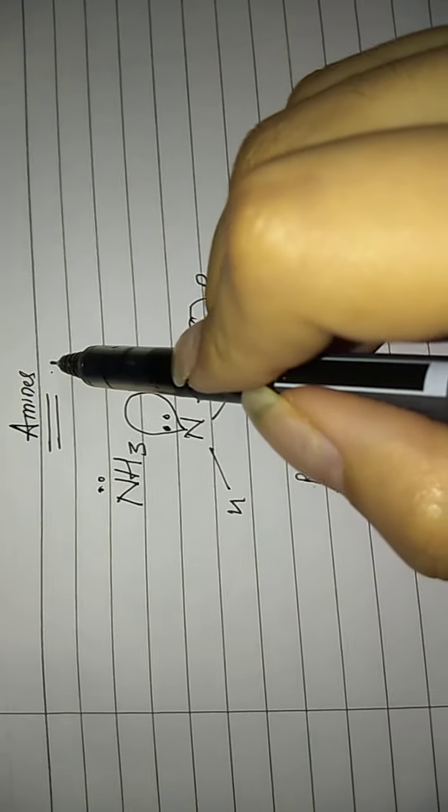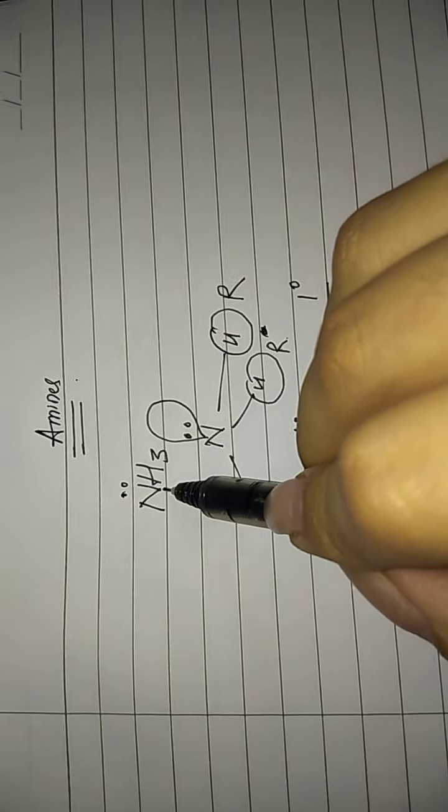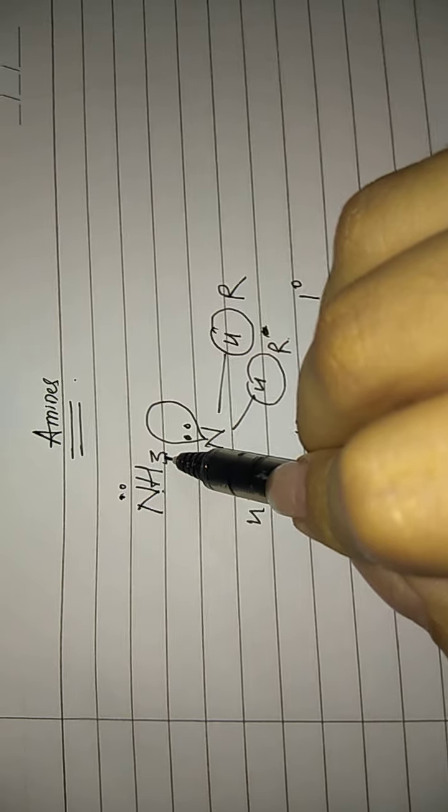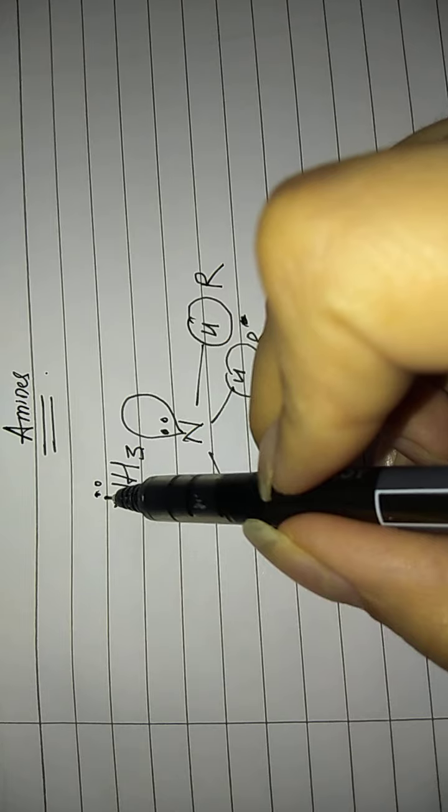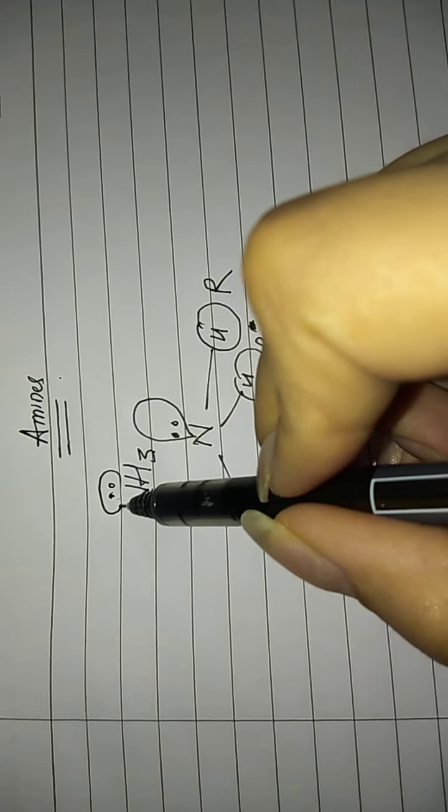Starting with the topic amines. Amines are nothing but derivatives of ammonia, NH3. So far in organic chemistry, we have discussed the acidity of organic compounds. In amines, we are going to discuss the basicity. Why we are going to discuss the basicity in chapter amines is because of this electron pair.